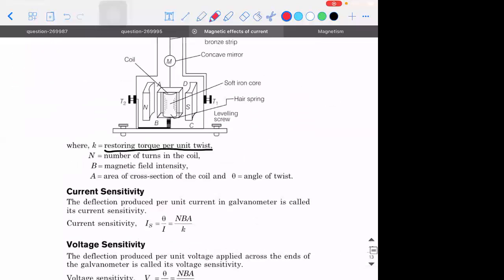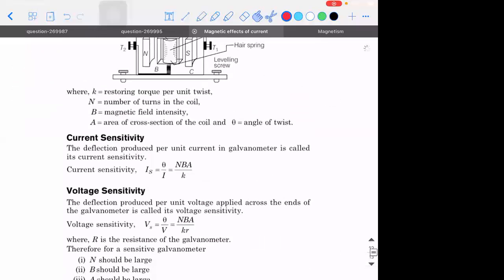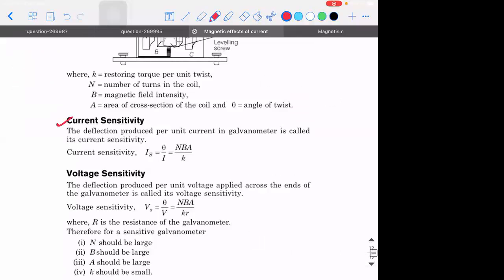So when you talk about a moving coil galvanometer, what are all the points to be known? One definition is current sensitivity. So what is current sensitivity? The deflection produced per unit current in a galvanometer is called current sensitivity. That is, the amount of deflection produced when a unit value of current is flowing through the galvanometer is what is called current sensitivity.